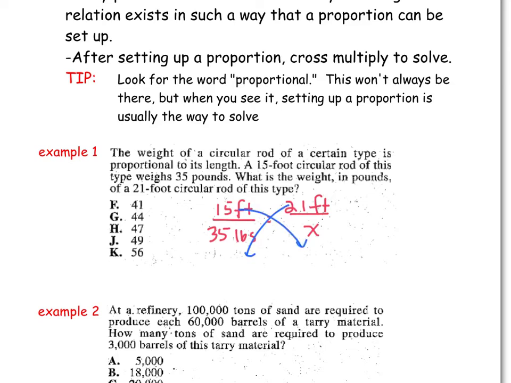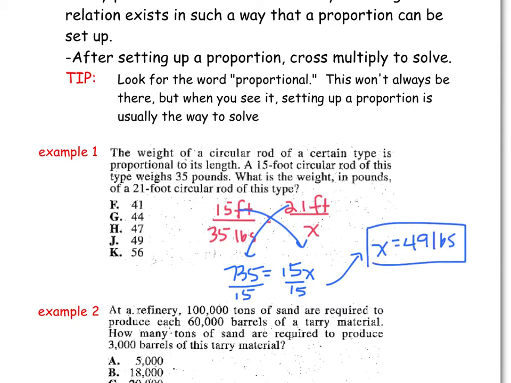So first thing, I take 21 times 35, and that gives me 735. 15 times x gives me 15x. Divide both sides by 15, and I get x to be 49 pounds. And that should make sense, right? It's a longer rod. A 15-foot rod weighs 35, so a 21-foot rod has got to definitely weigh more, and in this case, 49. So you see that problem is easily set up by solving a proportion.